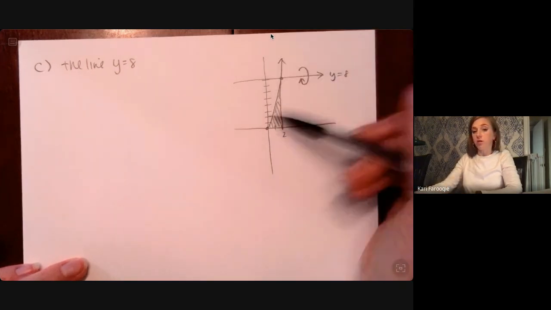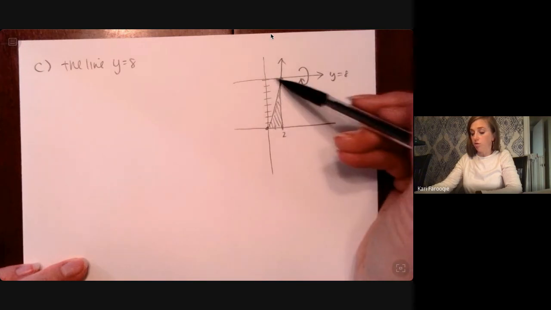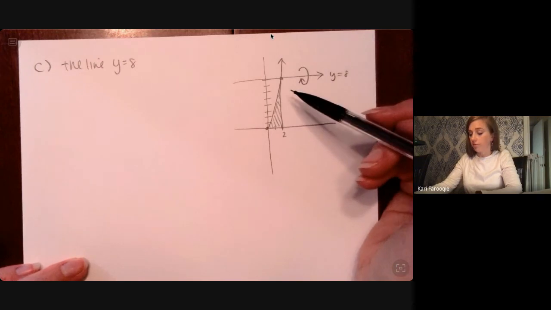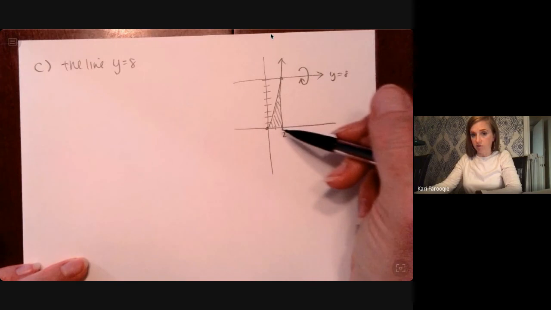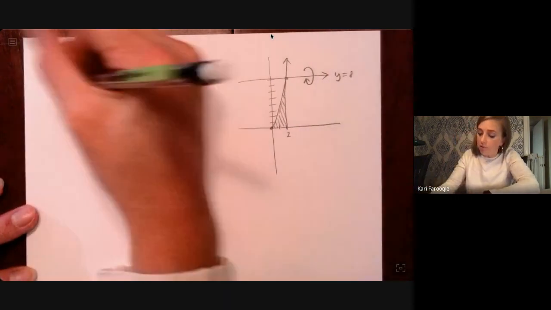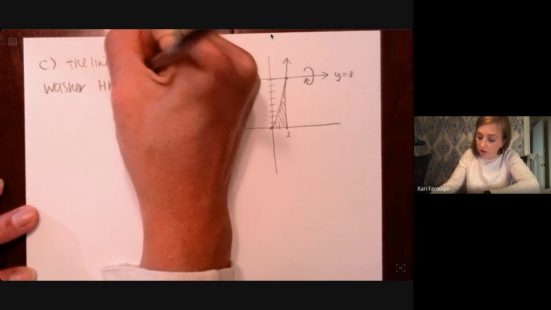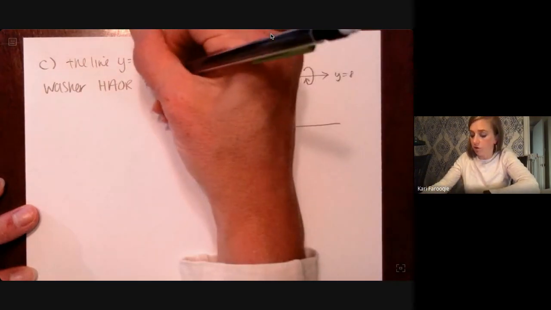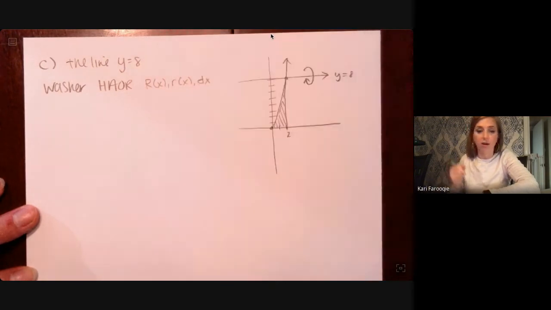Now you can see that if you were to revolve this about the line y equals 8, you would indeed have a washer because you have a whole segment here where the region isn't even touching. We already talked about revolving this about the x-axis, which was a disk. But about the line y equals 8, we definitely have a washer. But we do have a horizontal axis of revolution. That means we are looking for r of x, little r of x, and dx.